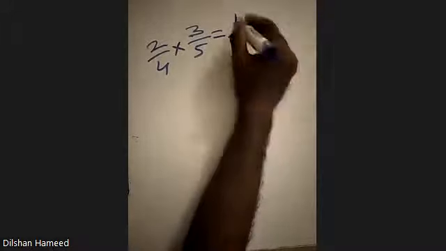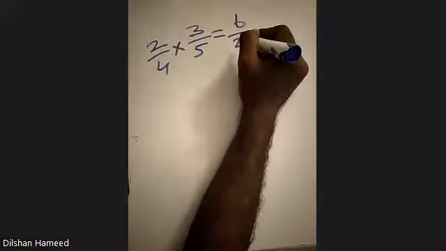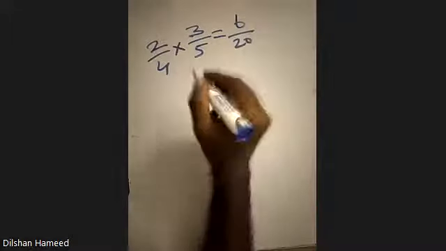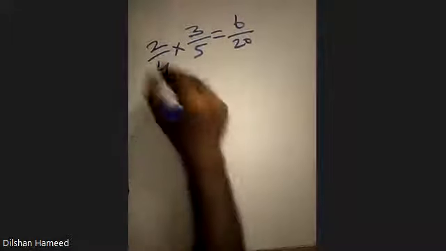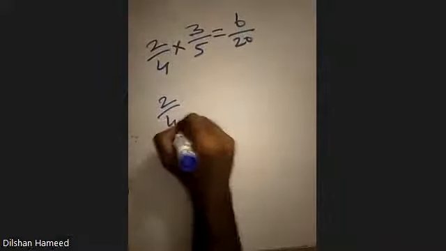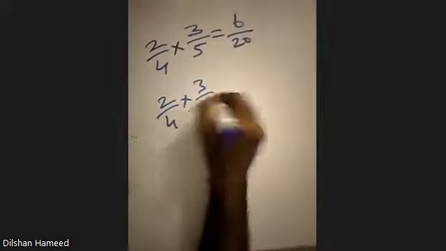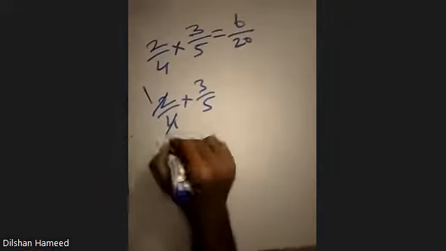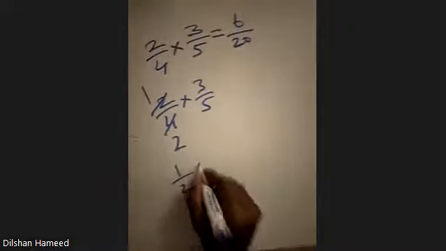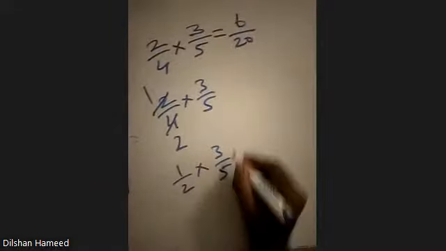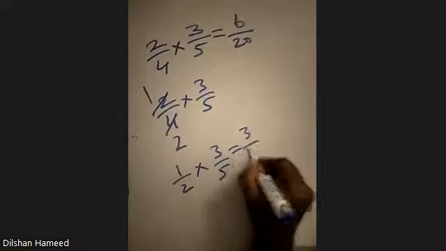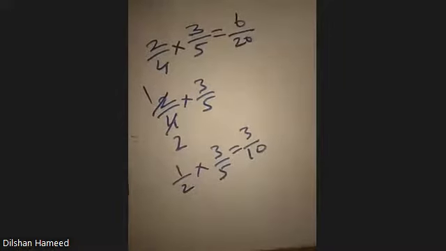5 4s are 20, and you can still simplify it. Or else, you can also do 2 upon 4 into 3 upon 5. You can cross this 2. So it is half into 3 upon 5. So it is 3 upon 10. 3 upon 10.